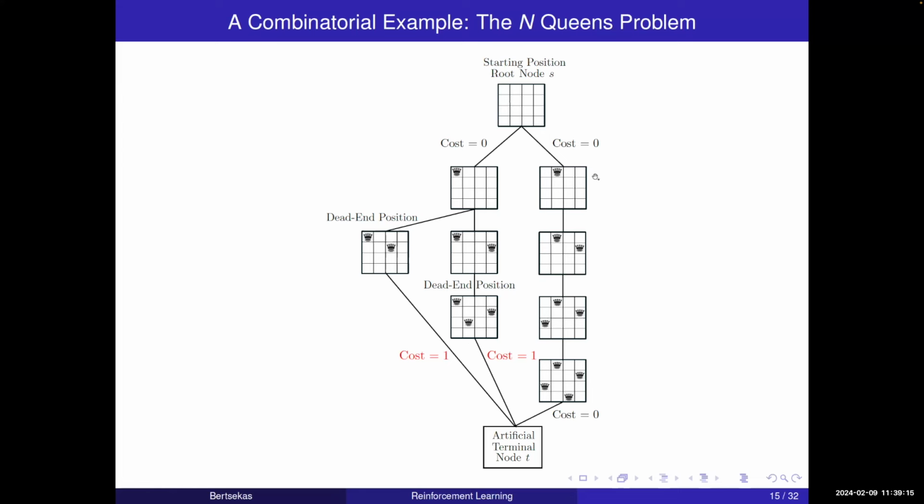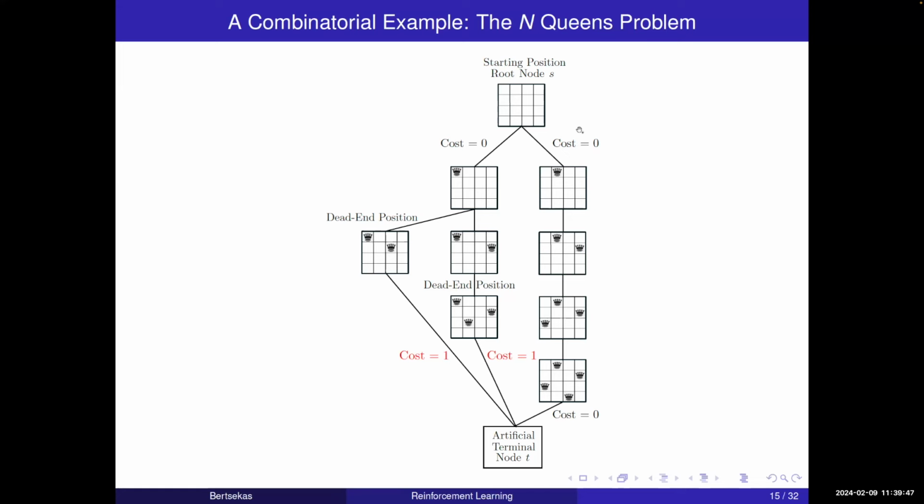Now, on the other hand, if I place my initial queen here, then it turns out I have one possible place to place the next queen. I have one possible place to place the queen in the third row and in the fourth row. And what I end up with is a feasible N queens assignment. And this is a trajectory with cost that's low, in this case, zero. So a minimum cost trajectory in this graph corresponds exactly to a feasible N queens assignment.